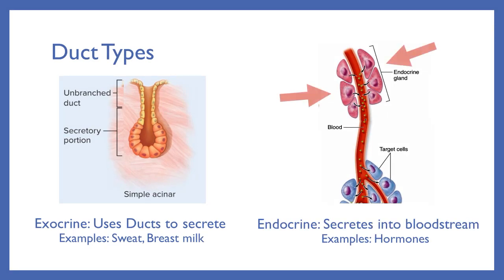These pink cells up at the top of the bloodstream are the endocrine glands. They are going to secrete their hormones directly into the bloodstream where they travel down to other cells. Obviously, the method is very different. The exocrine glands are producing that substance that they secrete onto the surface, and the endocrine glands are secreting something that travels through the bloodstream.